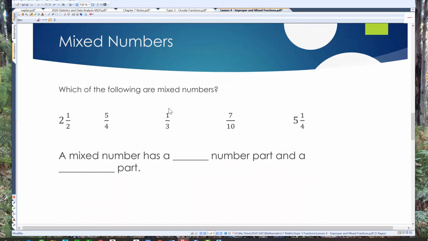Which of the following are mixed numbers? Well, mixed numbers have a whole number part and a fraction part. That's a mixed number. That is an improper fraction that can be converted to a mixed number. That is a proper fraction. That's also a proper fraction, and that's a mixed fraction.